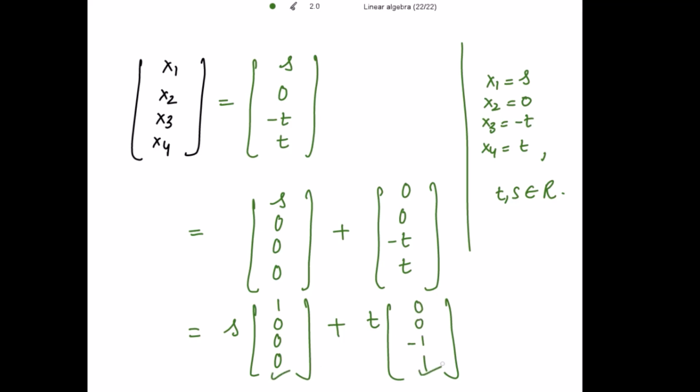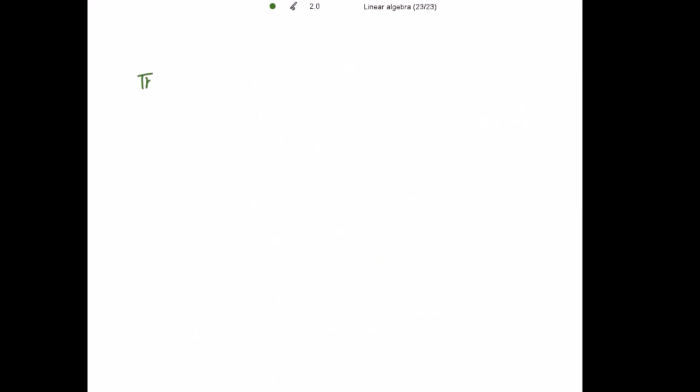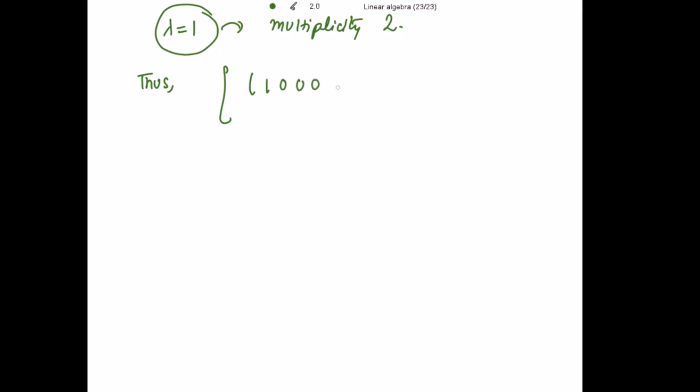So these two now form the basis for the eigenspace, right? We have got two bases over here. So this is your eigenvector for the values s and t belonging to the real numbers, and these two are the bases for the eigenspace. So thus, if you remember that lambda equal to 1 is the eigenvalue of multiplicity 2, right? So what basis are we getting? (1, 0, 0, 0) and (0, 0, -1, 1). So this is the basis of the eigenspace.